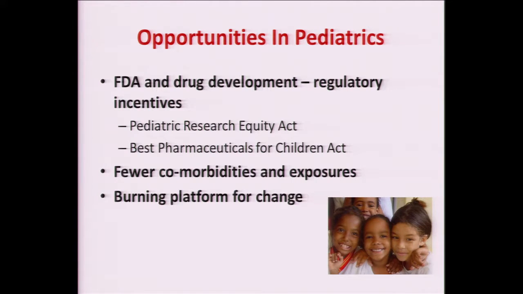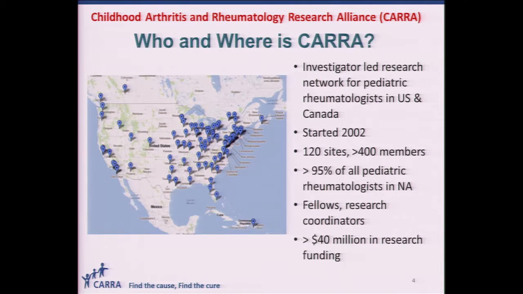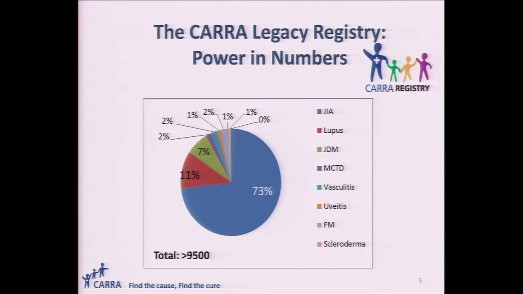And especially in pediatric rheumatology, we've really had a burning platform for change, really wanting to bring an evidence basis to what we're doing. So in rheumatology, as you've heard today about the power of networks, pediatric rheumatology is no exception. We've established the Childhood Arthritis and Rheumatology Research Alliance, which is called CARRA, which is a really young network. It's only 14 years old, but we have over 95% of all the pediatric rheumatologists in North America participating in this, which is a pretty amazing penetrance, I feel. And we've secured about $40 million in research funding to start 120 sites and over 400 investigators. And the power is in numbers.